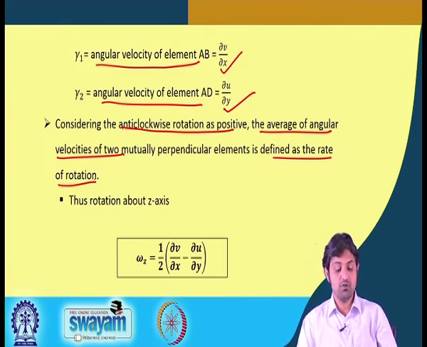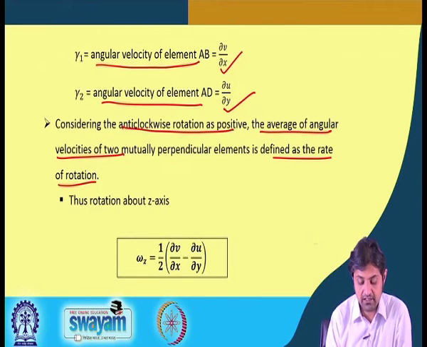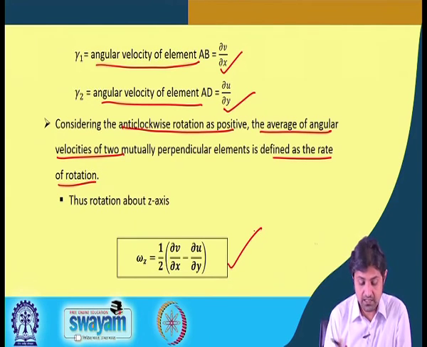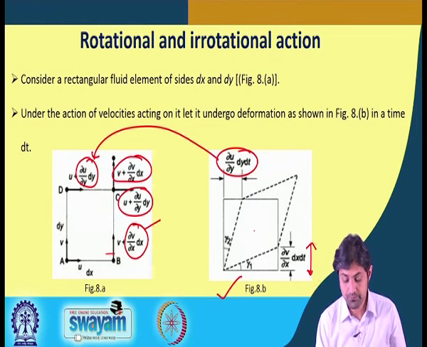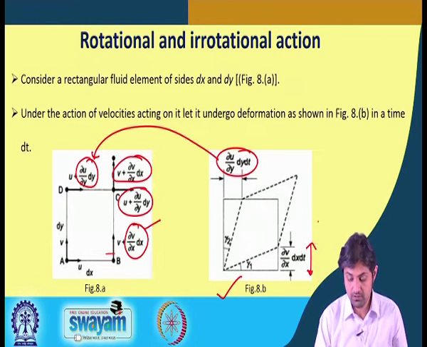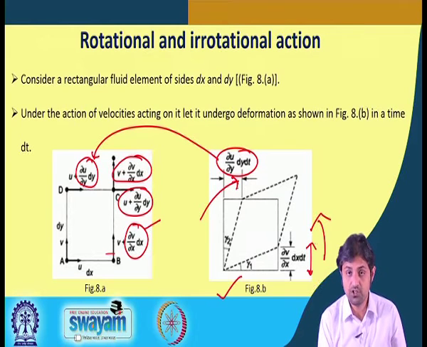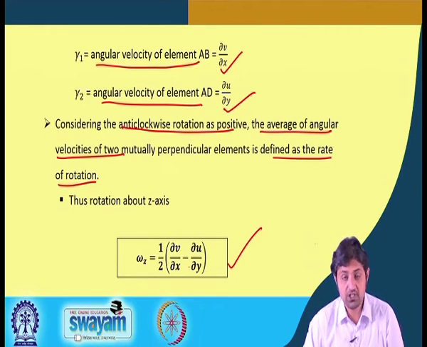Thus, the rotation about z axis can be given as half into del v by del x minus del u by del y. Because this is going to rotate, you see the rotation in this direction, and because of this it is in this direction. So, they are opposite to each other, that is why this negative sign. So, it is rotation about z axis, half of del v by del x minus del u by del y.